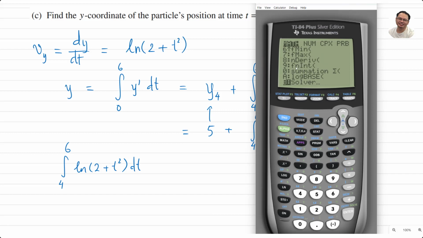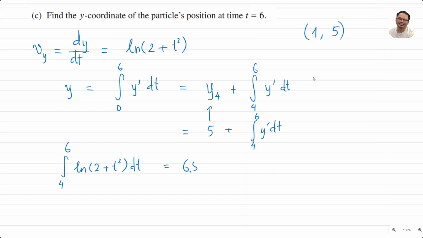Going to menu 9, finite integral, I enter the lower boundary 4, the upper boundary 6, and then enter the equation ln(2 + x squared). I'll use the letter x instead of the letter t, and of course I need to define the infinitesimal as x also, and then just let the calculator do the work. It will be equal to 6.57, and so the position at the time 6 seconds is 5 plus 6.57, and the result is 11.57. That's it. This is the solution to question C.